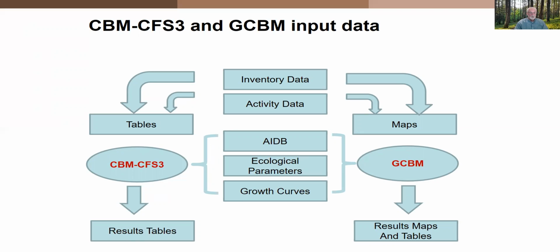But the important thing is that instead of having spatially referenced tabular information, all of the information, or almost all of the information, that is used by the model is spatially explicit, requiring annual time series of maps. And the model then generates results that are similarly spatially explicit and in annual time steps.